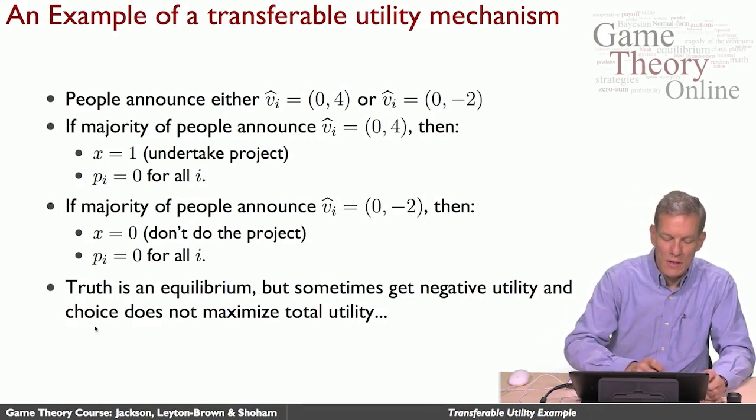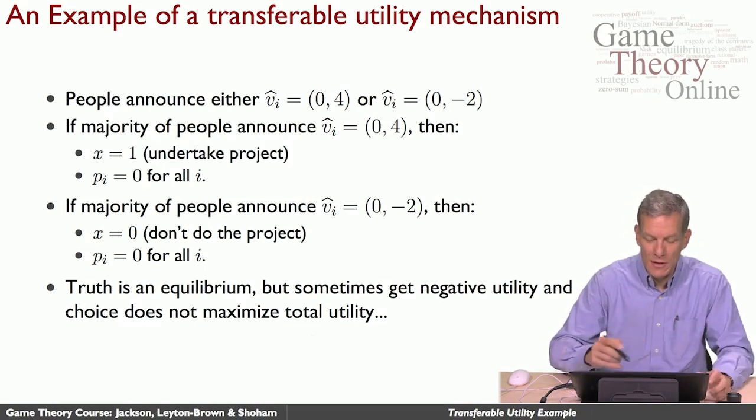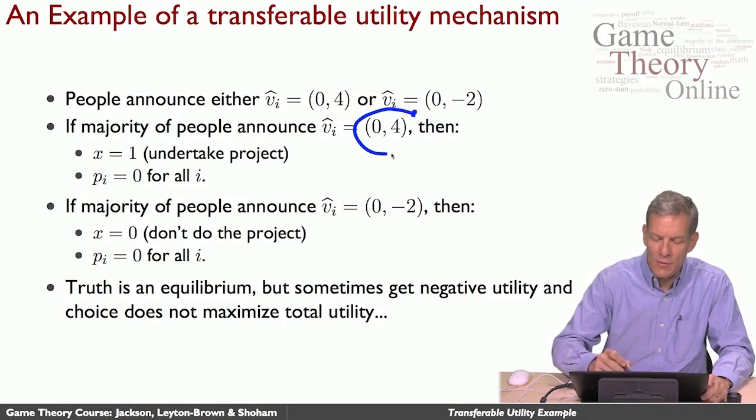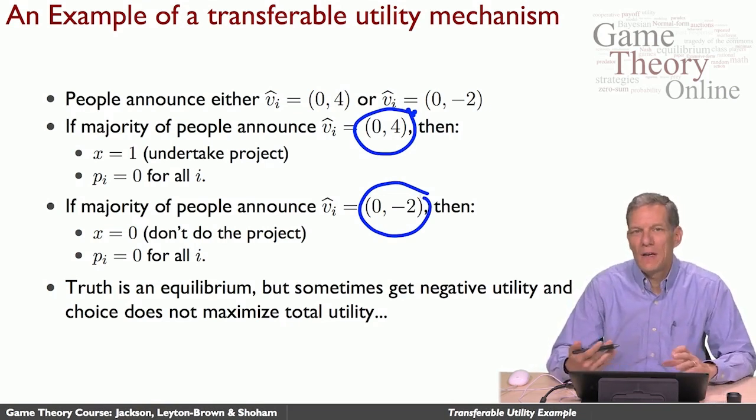And also the choice doesn't maximize the total utility in a society, right? So this mechanism isn't good in terms of maximizing the total utility. It's not accounting for the fact that these people like it twice as much as these people dislike it. So one possibility would be to say, okay, let's try a different mechanism.